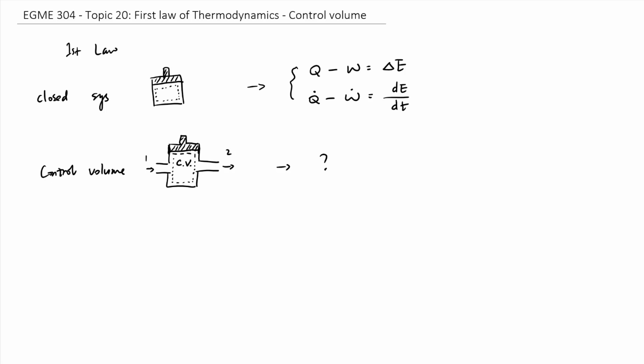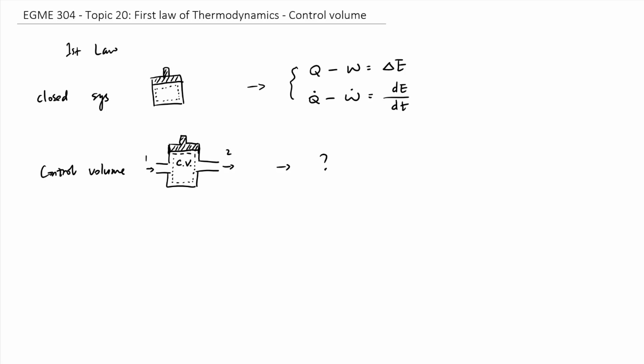In this video, we'll talk about the first law of thermodynamics for a control volume. The first law of thermodynamics is just the conservation of energy equation. We already know for a closed system, as shown on top of the screen, without inlet or outlet, the first law is very simple, which is Q minus W equal to delta E.